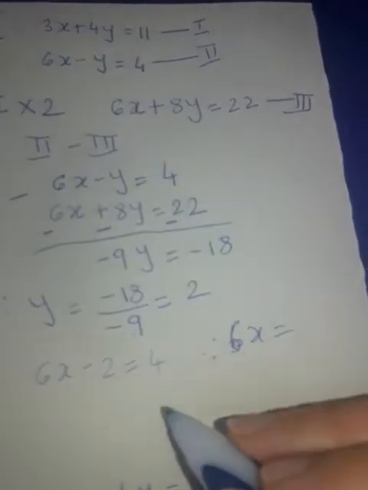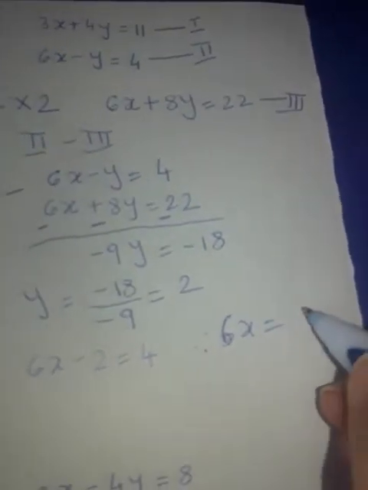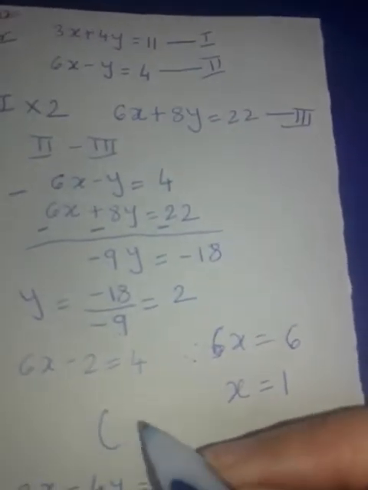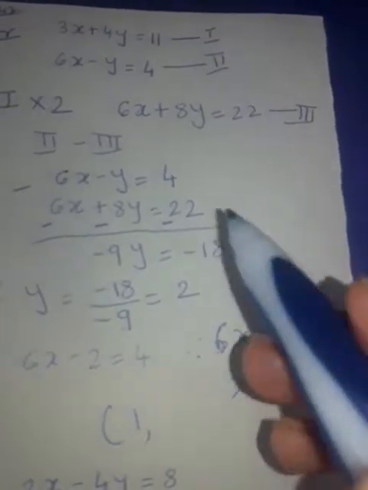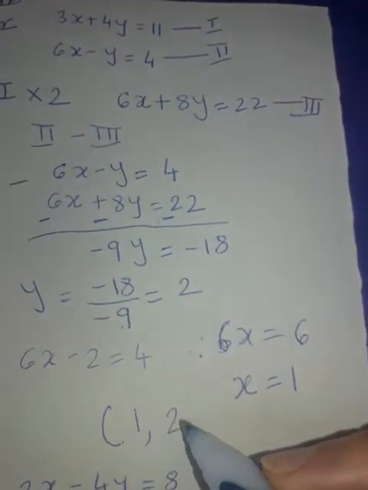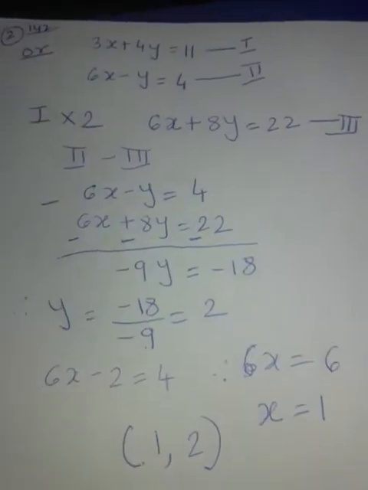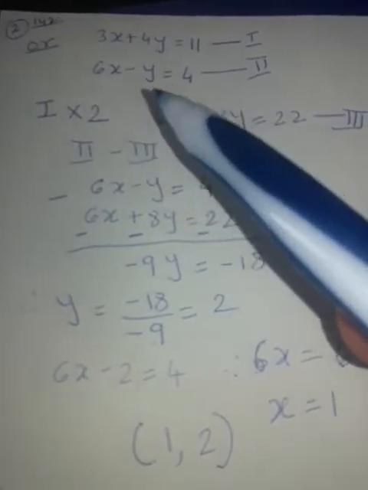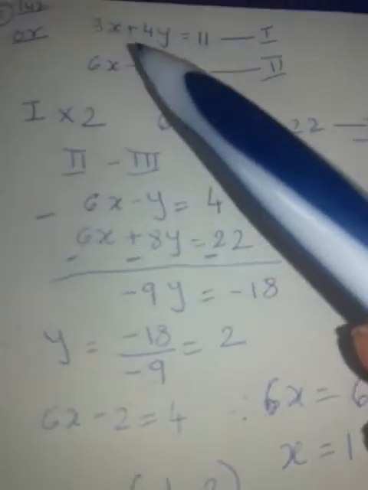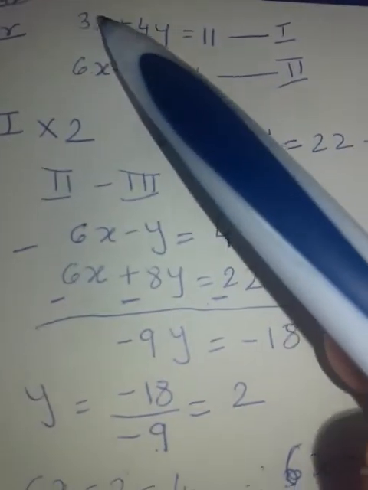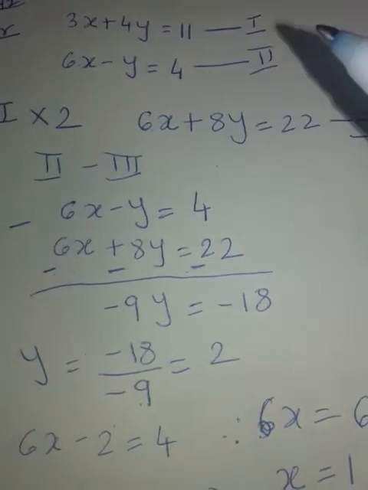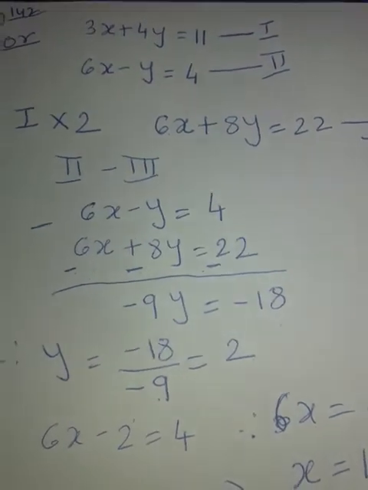6x, now take this 2 to the right hand side. 2 plus 4 is 6. So x is equal to 1. My solution set is x is equal to 1, comma, y is equal to 2. So I can either eliminate x first or I can eliminate y first. It's my choice. I have to see these coefficients, and whatever I feel is easy, I can do. Very clear? So this is the elimination method.